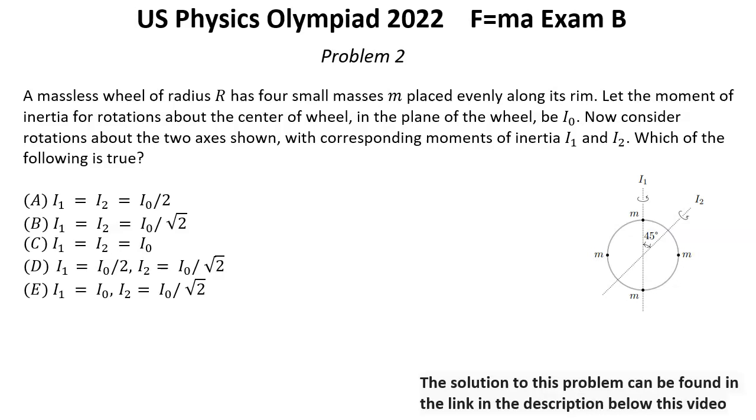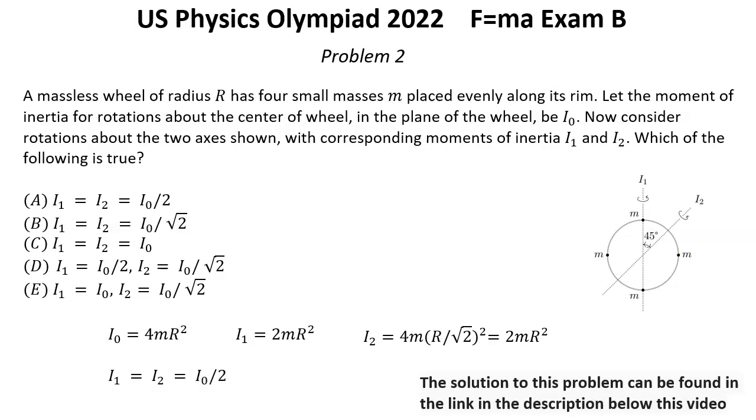Solution for problem number 2. By definition of moment of inertia, we have I0 equals 4mr squared, I1 equals 2mr squared, I2 equals 4 times mr squared over square root of 2 squared, which is 2mr squared. It means that we have I1 equals I2 equals I0 over 2. That's answer A, and that was the solution for problem number 2.